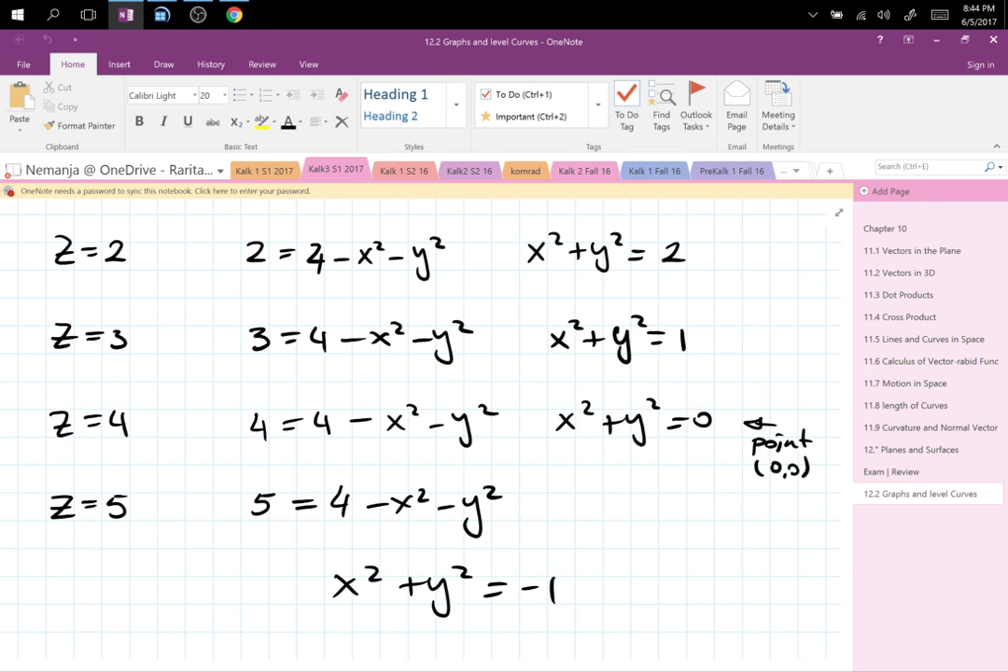Now you can pick z equals negative whatever for this particular one, and you will be getting bigger and bigger circles, because any negative number will add to the 4, obviously, and we are going to get larger circles. So you can see that it starts at 4 and then has this circle going down, making it larger and larger and larger.